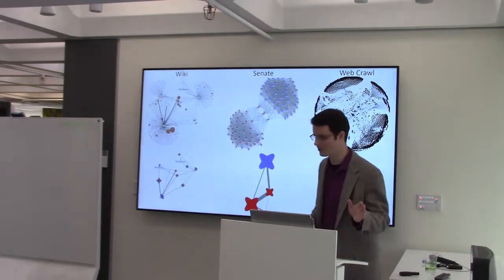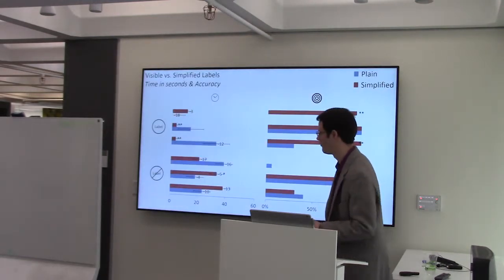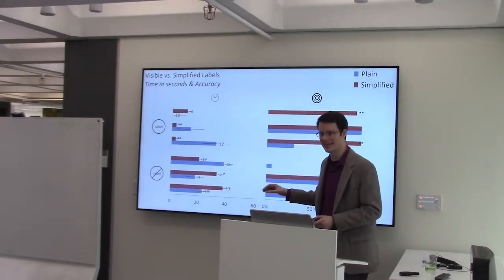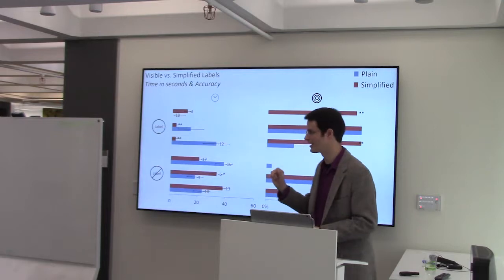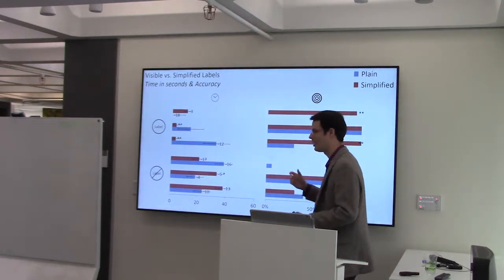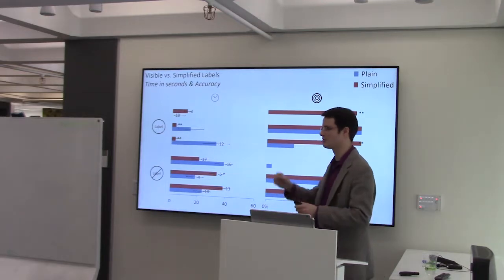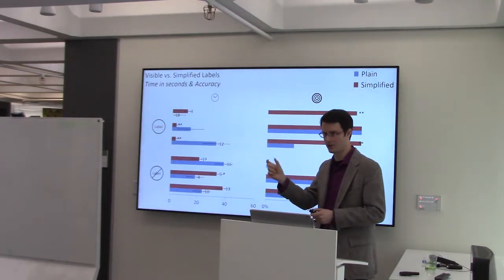I won't present all of the results, that's in the paper if you'd like to take a look, but I will show a couple of examples. One interesting thing is the case of labels shown next to the nodes. How does a simplified view affect users' ability to find a labeled node?